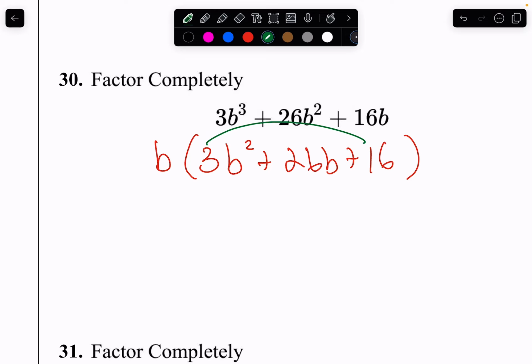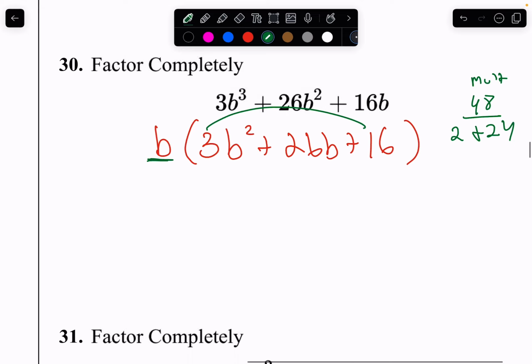So we do 3 times 16, and that is going to give us 48. So we've got to figure out what two numbers multiply to 48 and add to 26. Let's see. This one I actually don't know off the top of my head. 48... Yes, there we go. It took me a second there. We're going to do 2 and 24, because those multiply to 48 and add to 26.